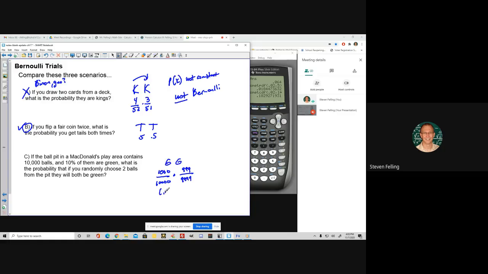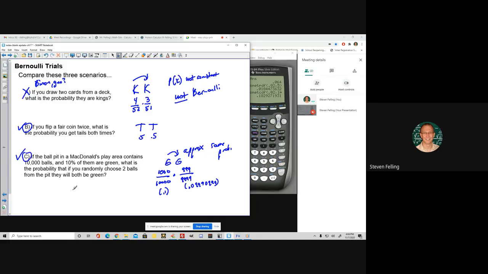But this probability is 10%. And this probability, 999 out of 9999, is 0.0990999, which is very close to 0.1, right? In fact, it's so close that this is approximately the same probability, right? So there's a rule of thumb. We're going to say yes, even though the probability is not staying constant.